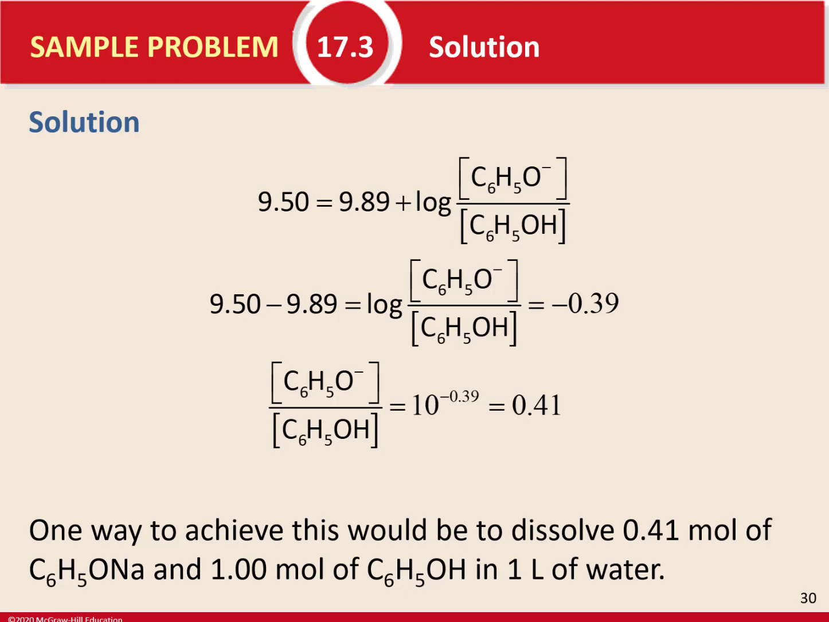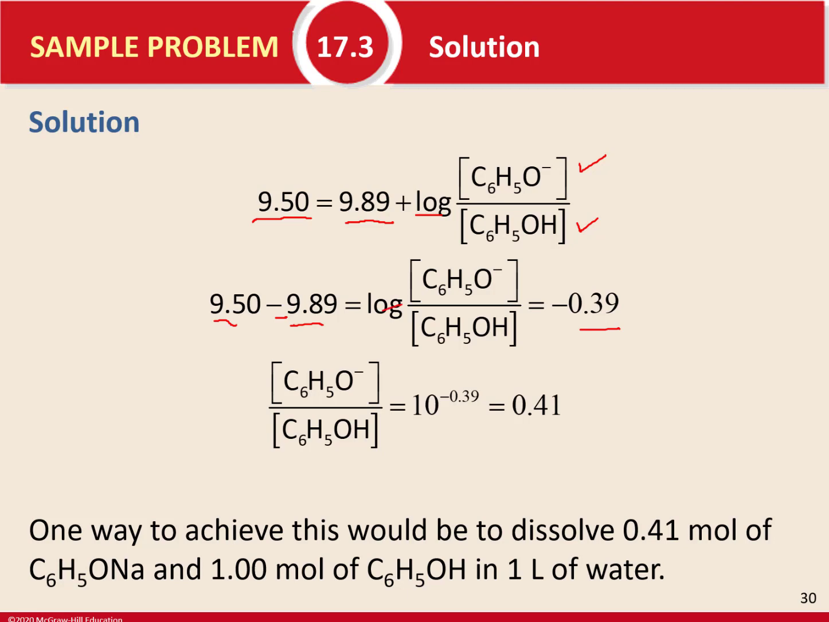This is the pH. Here's the Henderson-Hasselbalch equation. This is another way you're going to use it. Here's the pH you desire. Here's the pKa. And then you do the log of the conjugate base over the weak acid. So we're going to solve for this ratio here. And so we would say 9.50 minus 9.89 equals the log of the conjugate base over the acid. And so this number here is equal to negative 0.39.